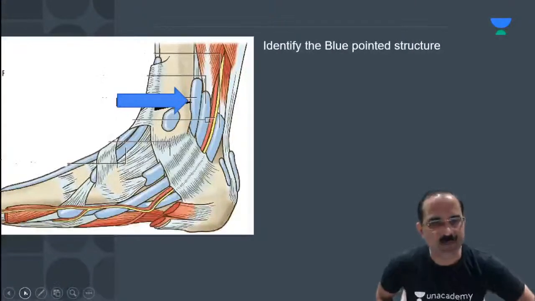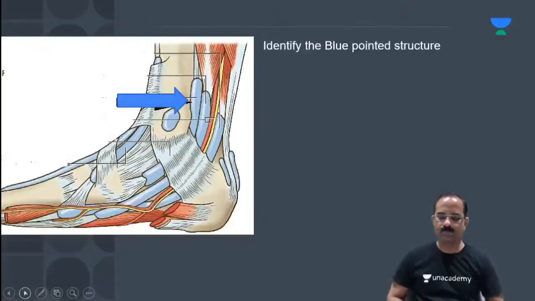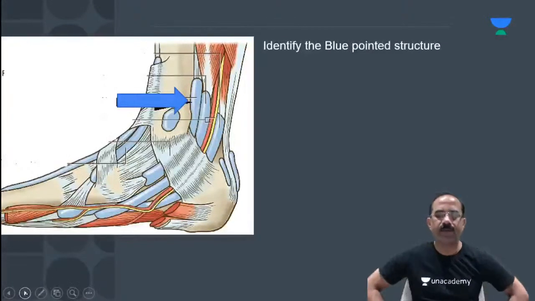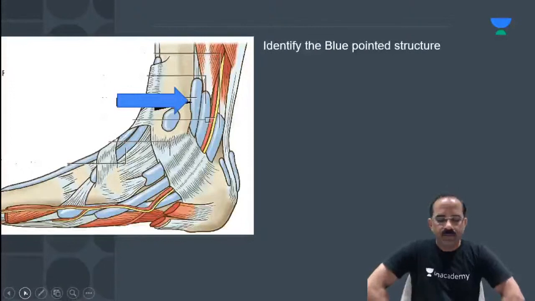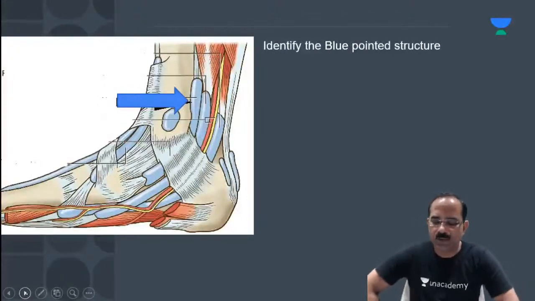Coming to the next MCQ. If you can identify this pointed structure, bachcho, pointed structure. This is a very important MCQ. Identify the pointed structure.